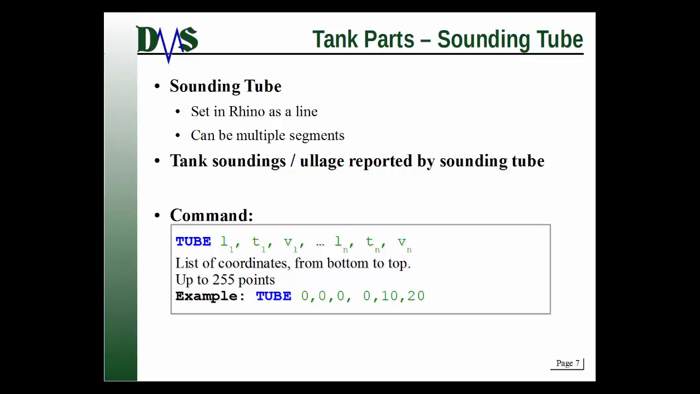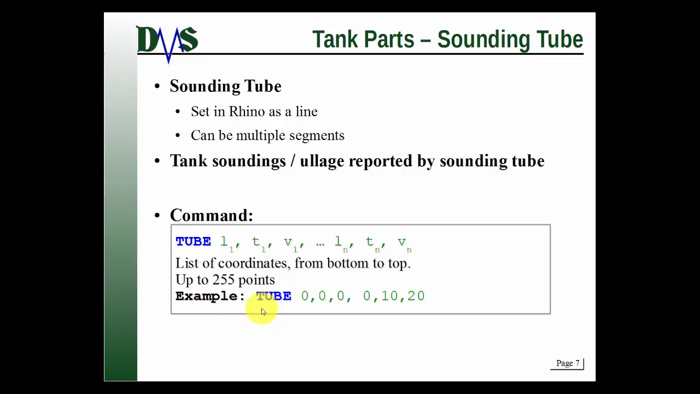Now the command to define this in GHS, if you're going to define it using commands, the keyword is tube, and then it's a 3-pair coordinate system: length coordinate, transverse coordinate, vertical coordinate. And you can keep defining those coordinates. So it's just a list of coordinate positions. And here's the important thing to remember. The bottom of the tube is the first coordinate point. And you go from bottom to top as you define more points. You can use a maximum of 255 points, which is quite a lot. I don't think anyone has ever needed that many.